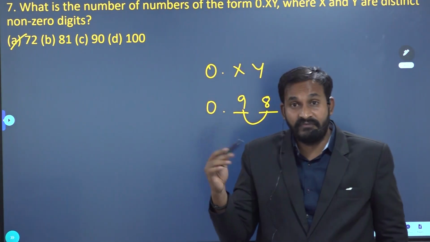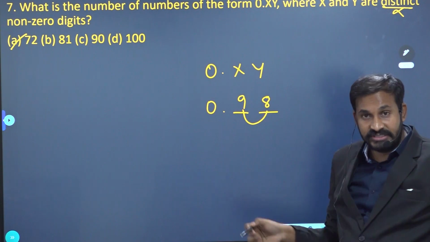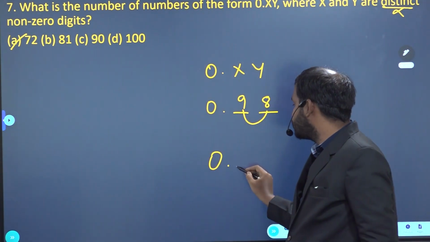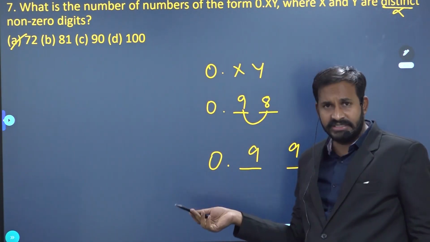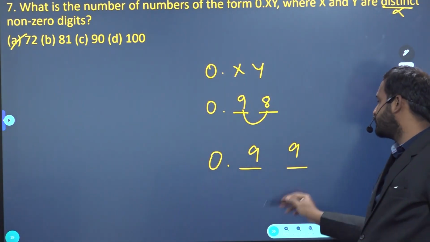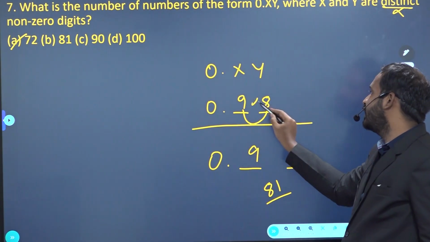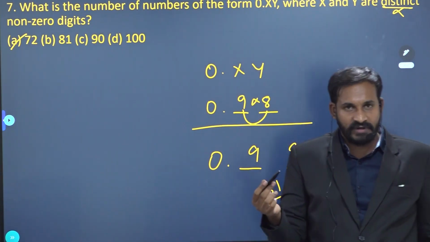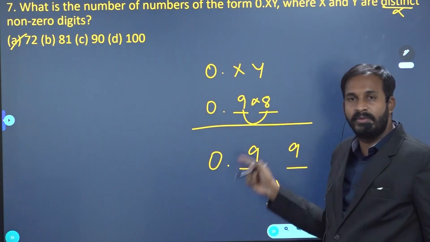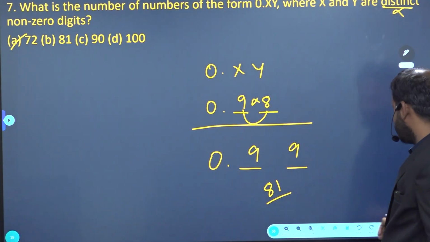72. If the word distinct is not used, then what might be my answer? I can use 9 chances for this, and the same digit I can use once again. So 9 chances for this. 9 9s are 81. But here the question says distinct, so 9 8s are 72. For x I have 9 chances. Out of 9, already 1 is filled here, so I will be left with 8. So 9 8s are like this. We are going to solve it.